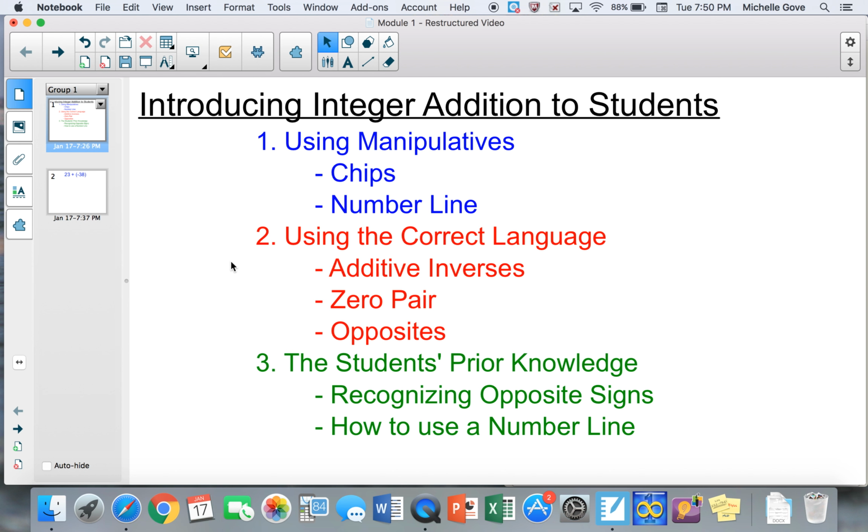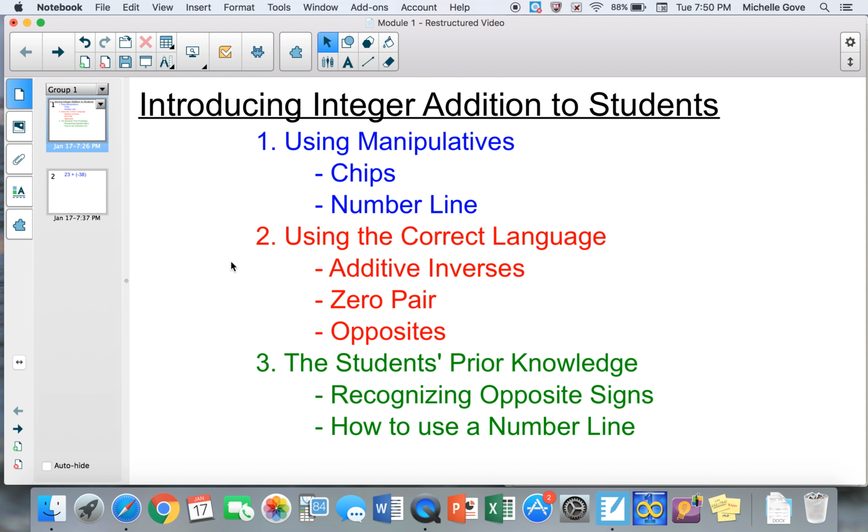So just as in any other subject, I believe that the student's prior knowledge is key, and without that we're not going to do very well. I believe that they need to recognize the opposite signs. If they don't understand the opposite signs, they won't even be able to understand that there's positives and negatives or the zero pair. We also would have priorly used the number line, and so that they could know where to place different numbers, how they can move within the number line, and that way they understand when we're doing the addition.